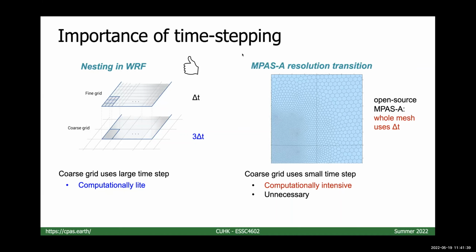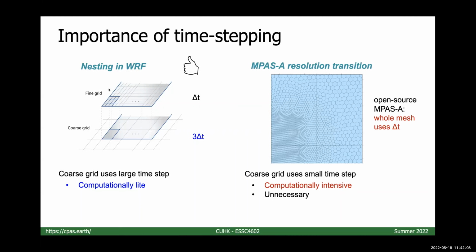Time stepping affects computational cost a lot, and computational cost is always the constraint you need to take care of when you get the allocated computational resource to run your job. So you always want to keep the computational cost small, or we say computationally light. In WRF, it is good.